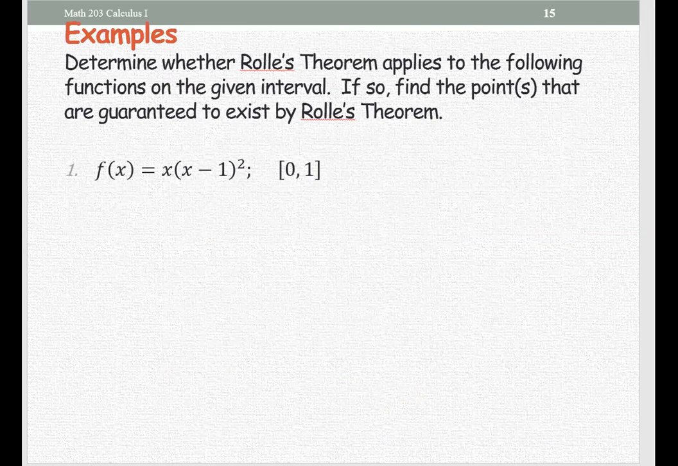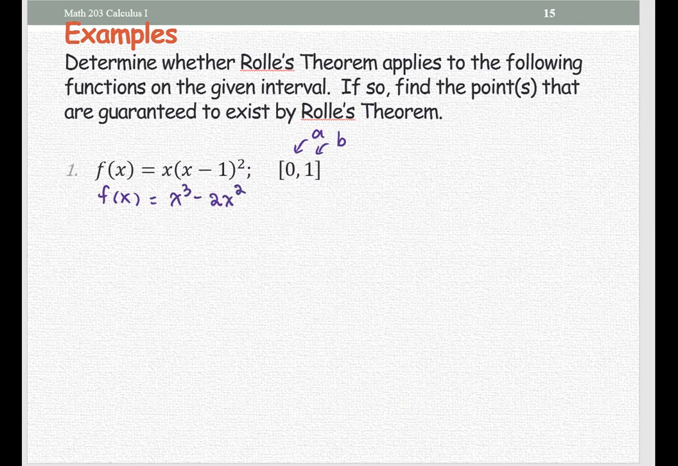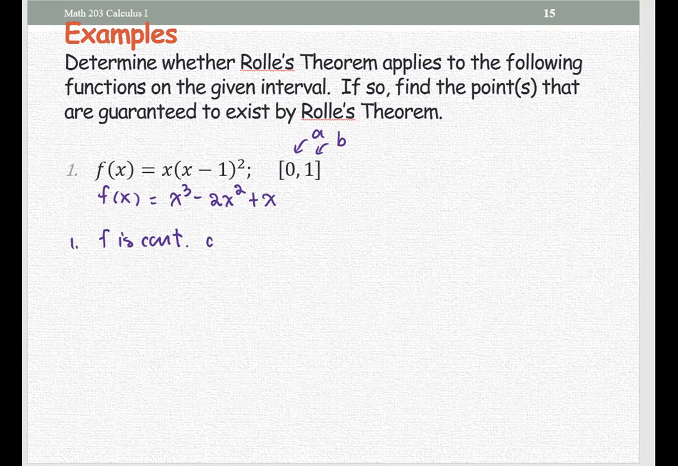The function f is x times (x minus 1) to the power 2, from point A equals 0 to point B equals 1. So in this case, let's make a list. A is 0, B is 1. And the function, if we expand it all out, is x cubed minus 2x squared plus x, which is another form of the polynomial. For assumption number one, the function is continuous because this is a polynomial, which is continuous everywhere. So we can say this function is also continuous on the closed interval [0, 1].